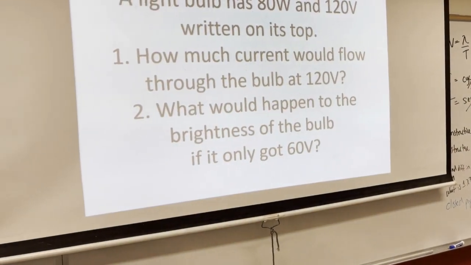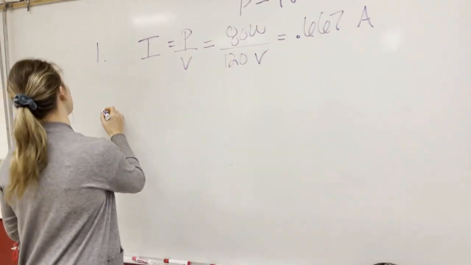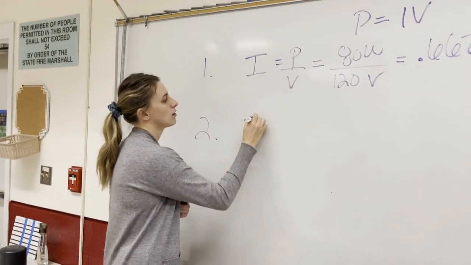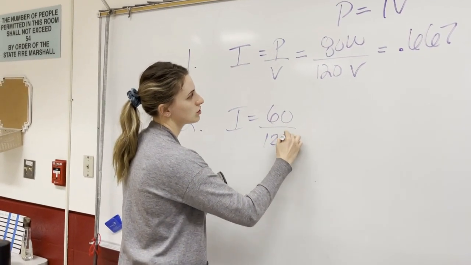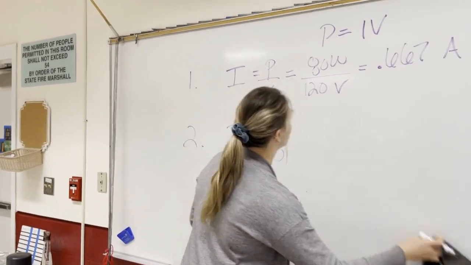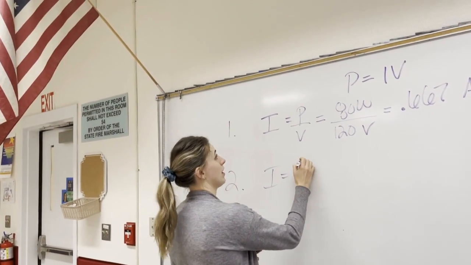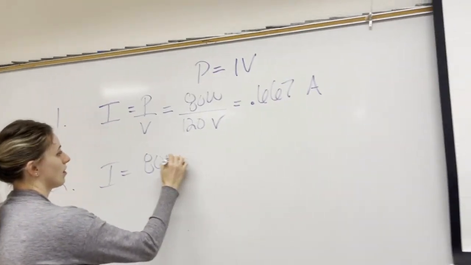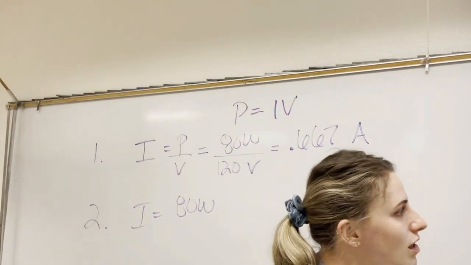What would happen to the brightness of the bulb if it only got 60 volts? Well, do some math on this one? 60 divided by 60 volts. Well, I don't think we need to do the math. In fact, I'm going to say don't do math, because power is current times voltage.